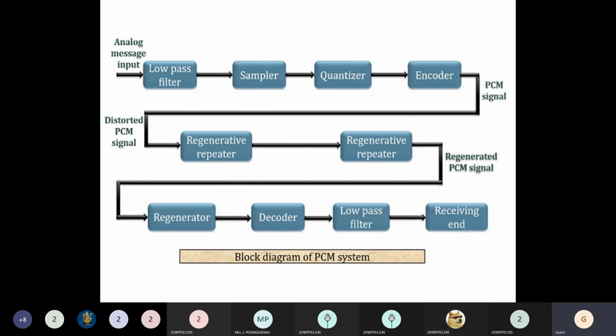It simply repeats the input it receives without any disturbance created by noise. At the receiver side, we have the regenerator, then the decoder converts our digital signal into an analog signal. Then it goes to a low pass filter, and the receiving end has our information.